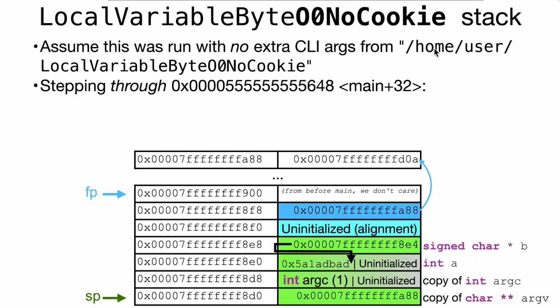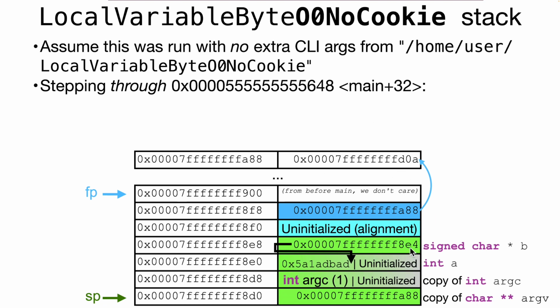All right, now I'm going to assume that you ran this code from /home/user local variable byte 00 no cookie. It has to be exactly that, or you won't see the same thing as me, but that's okay. If you stepped through main plus 32, this is what your stack would look like.